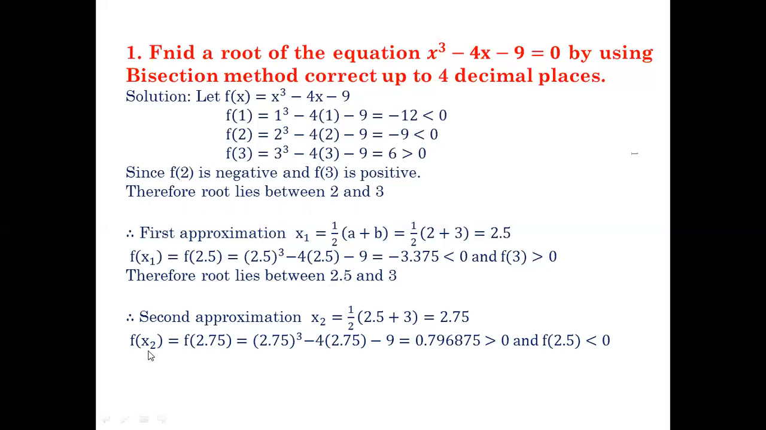Find f of x2. x2 is 2.75, so x cube minus 4x minus 9, that is 2.75 whole cube minus 4 into 2.75 minus 9, which is equal to 0.796875, which is positive, greater than 0. And next, take the negative. The previous negative is the f of x1 value, that is f of 2.5, less than 0. This is positive and negative. Therefore, the root lies between 2.5 and 2.75.